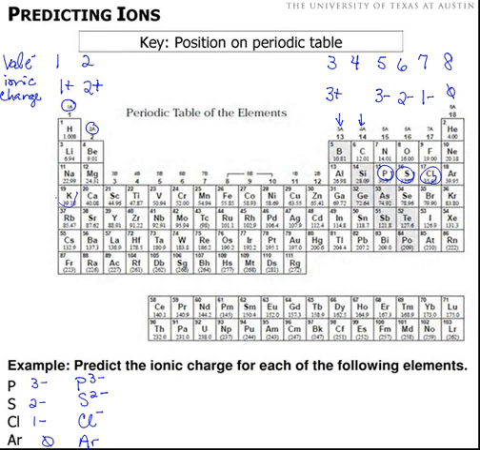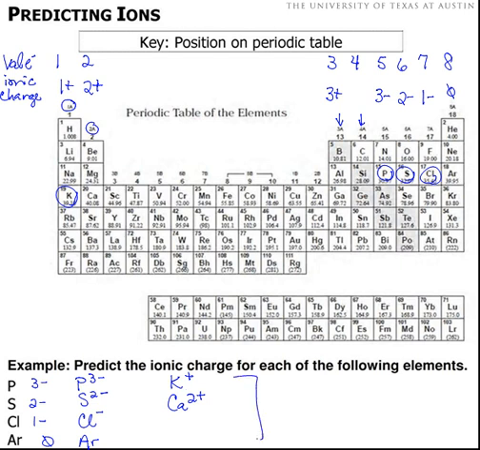Let's look over here at potassium. Potassium will have a 1+ charge, and calcium will have a 2+ charge. So we notice a few trends. Those elements on the right, those nonmetals, tend to form negative charges. Those elements on the left side, those are the metals, tend to form positive charged ions.